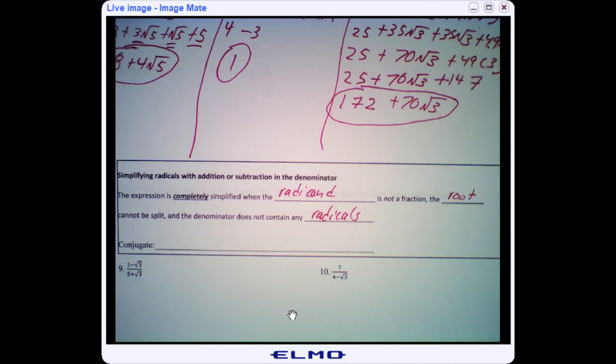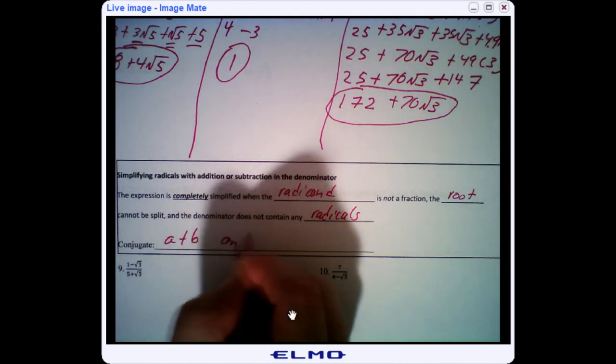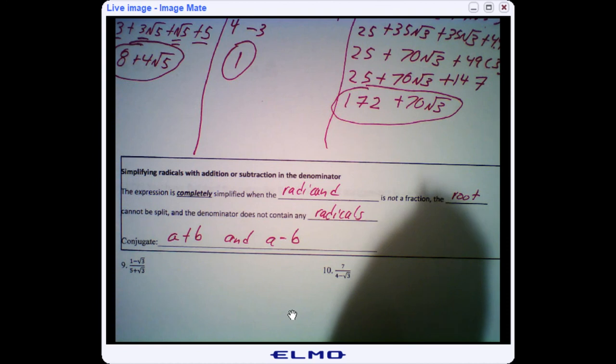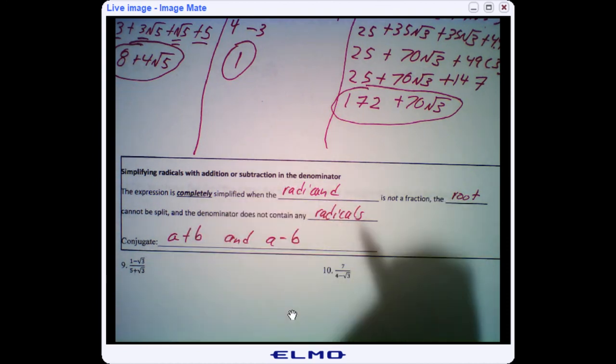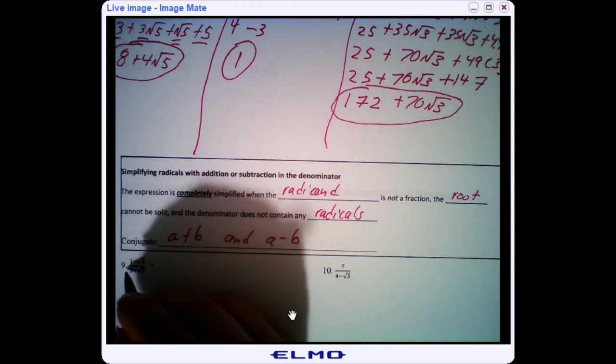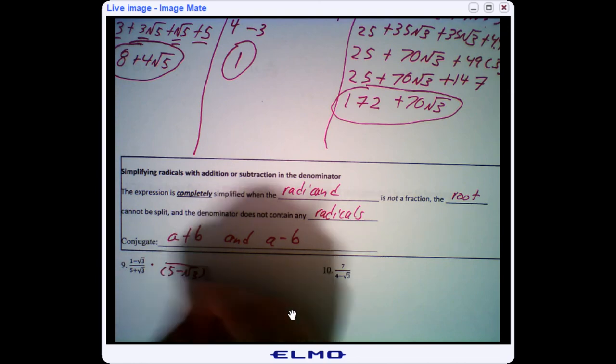We can undo addition or subtraction in the denominator with the radicals by using the conjugates. Remember, a plus b and a minus b are conjugates. They're the same numbers but different sign in the middle. So for 9, it's 1 minus square root of 3 divided by 5 plus the square root of 3. The conjugate is going to be from the denominator, and it's going to be 5 minus square root of 3, because we have 5 plus square root of 3.